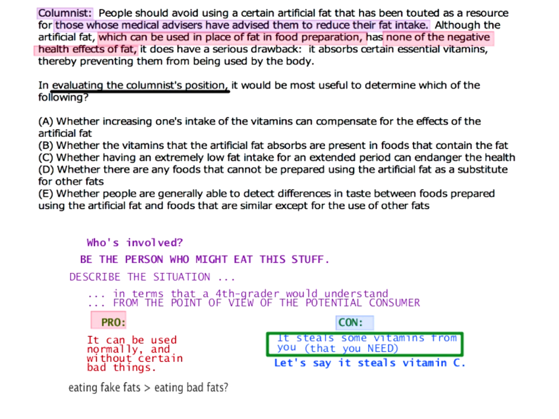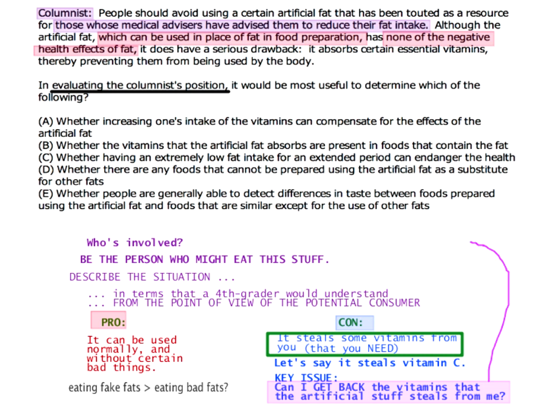So that's the key issue that you're going to recognize as the key issue: can I get back the vitamins that the artificial stuff steals from me? Because if you can't replace those, then this is definitely going to be a non-starter. I mean, they're essential vitamins, meaning you can't live without them. So this is going to be the key issue. So this is a super, super specific question that you can throw at this stuff.